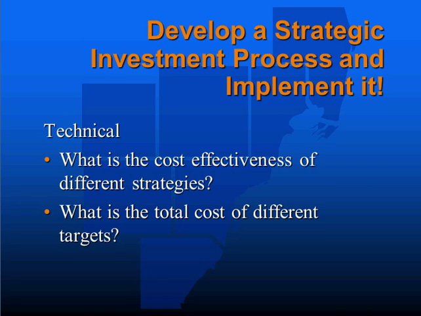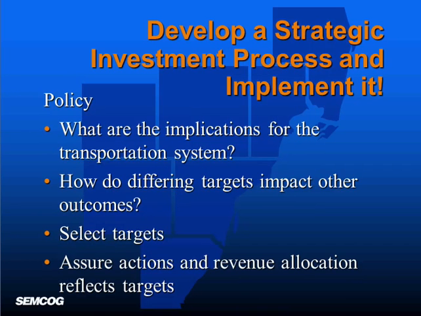So when developing this process, we need to address both the technical side, asking ourselves, what is the cost effectiveness of various strategies and scenarios? What is the total cost of various targets? And we also need to look at the policy side, asking ourselves, what are the implications to the transportation system? How do differing targets impact other outcomes? How do we select targets, and how do we assure actions and revenue allocation reflect those targets?